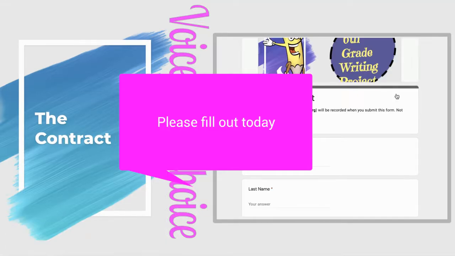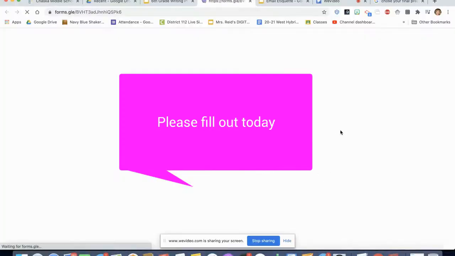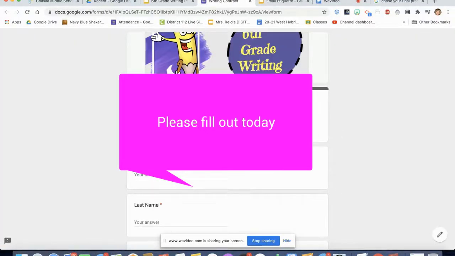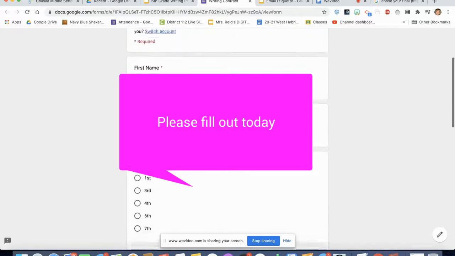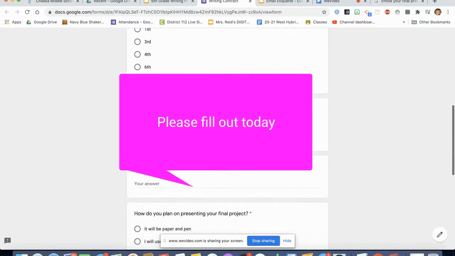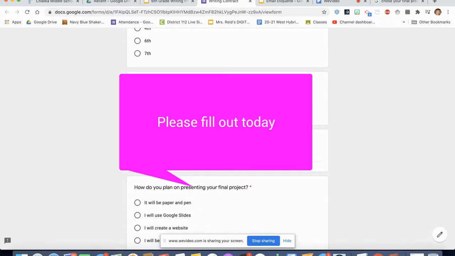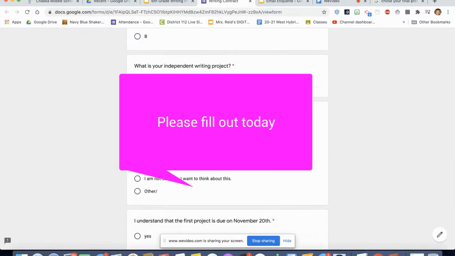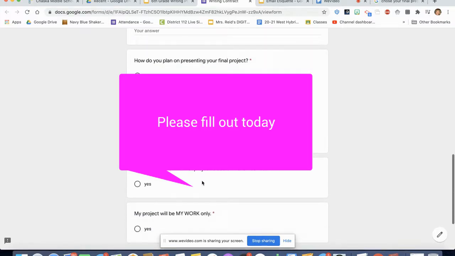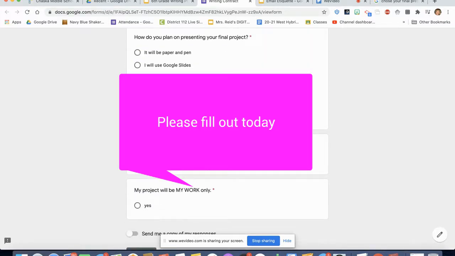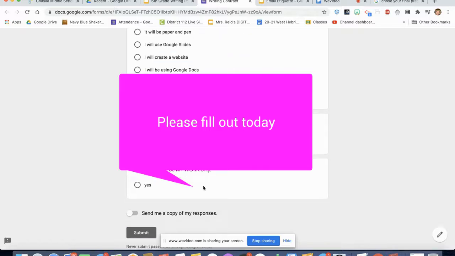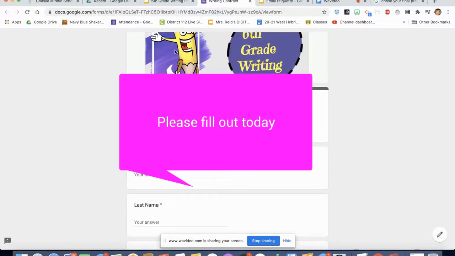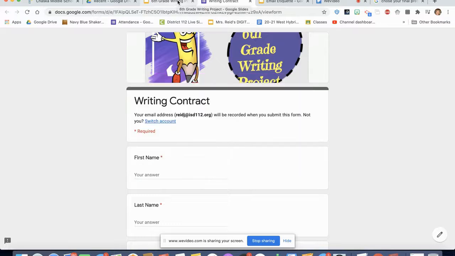So this is the contract, and if you click on this link, it's going to take you to a Google form. You put your first name, your last name, the hour you have class, which hybrid you're in, and then here you're going to fill in, well, what is your independent writing project? And then how do you plan on presenting? Now, I left this blank because maybe you're just not sure. And then I understand the project is due November 20th, and my project will be my work only. And that is a real commitment. I want it to be your work, not your parents, not your friends, your work.